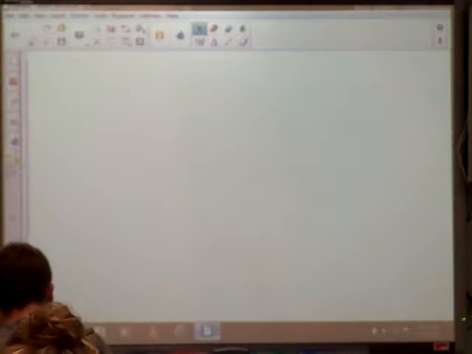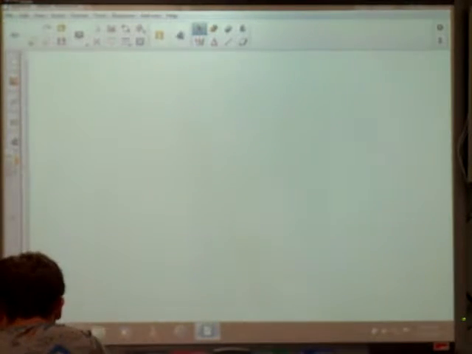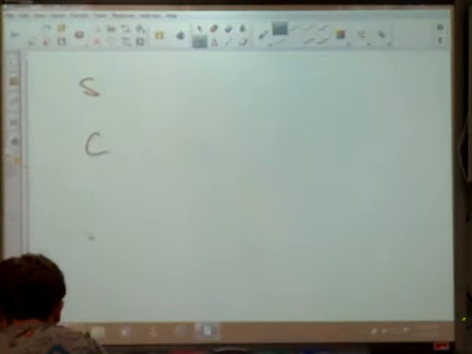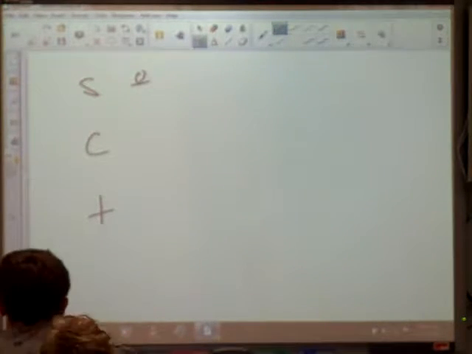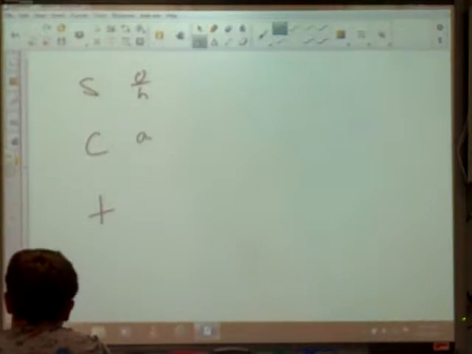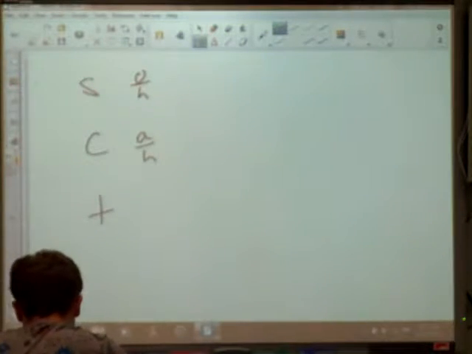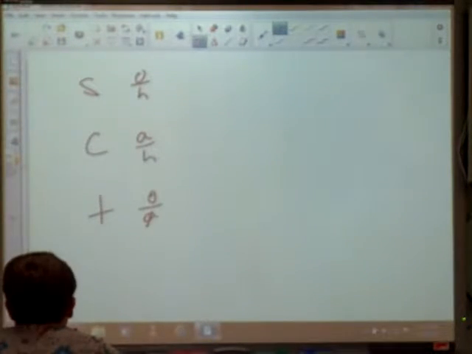Alright, starting with trig functions today. This is just the basics today, the easy stuff. I'll show you, make sure you've got a method of remembering this stuff. Sine, cosine, tangent. Sine is opposite over hypotenuse, cosine is adjacent over hypotenuse, and tangent is opposite over adjacent.